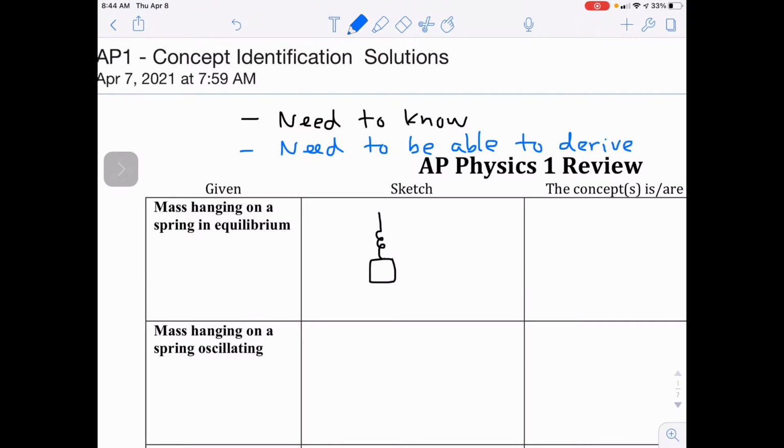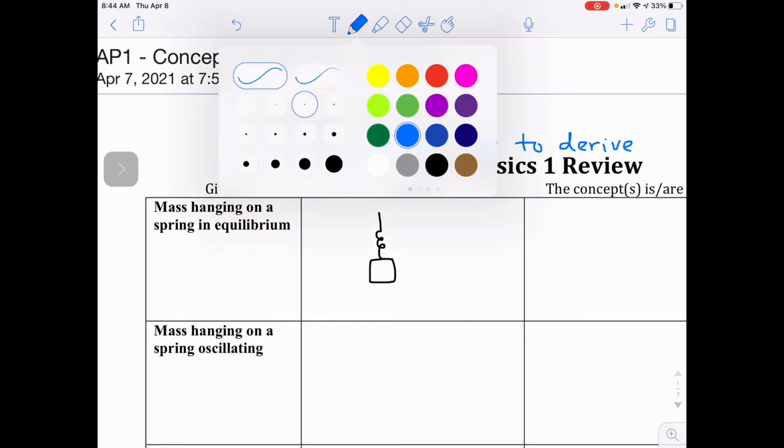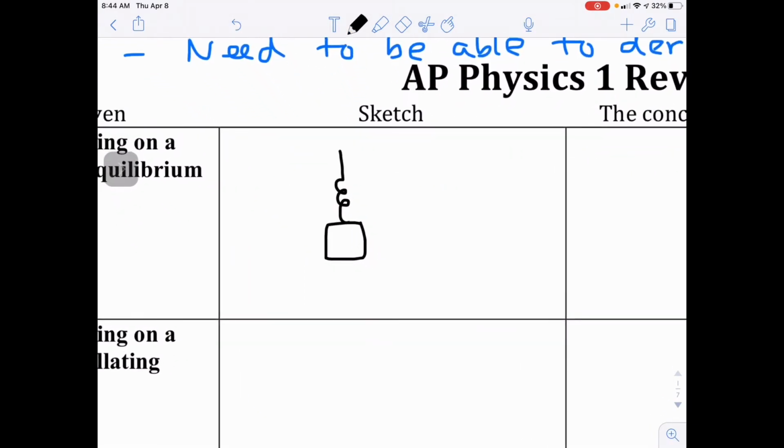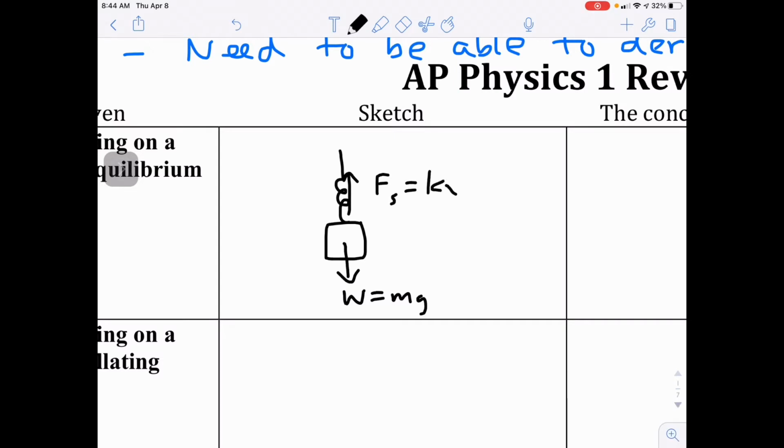Okay, so for instance, if you have a mass hanging on a spring, you would need to know what forces are acting on that mass. Weight equals mg, and spring force equals kx.